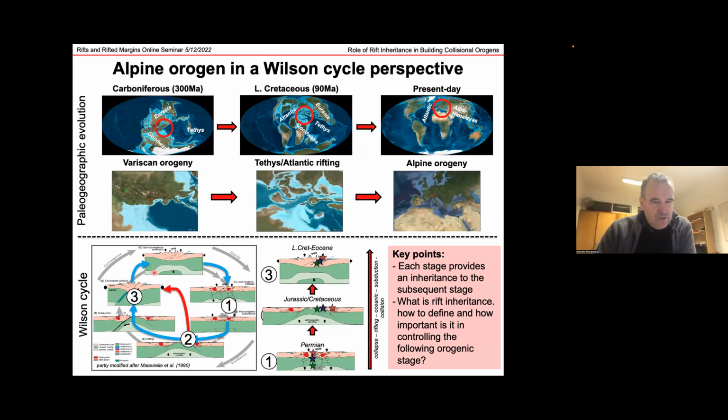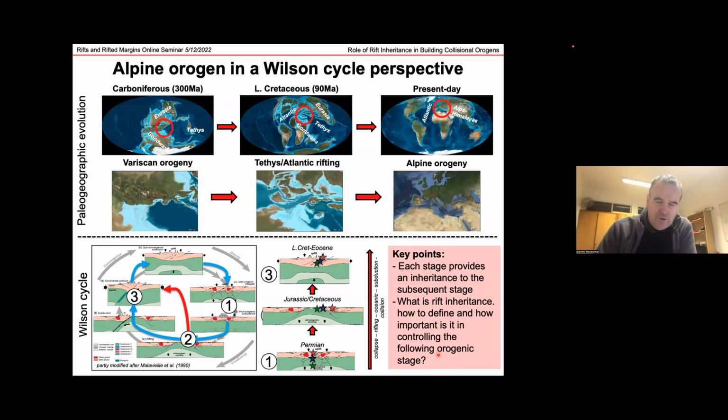And so this was a major learning, and there are key points that we need to take out of it. The first one is that each stage provides an inheritance to the subsequent stage. That means that we need to understand who was before and what did they give to the next one. And this leads to the question about what is really inheritance, how can we define rift inheritance, and how does this really control, for instance, the orogenic event.